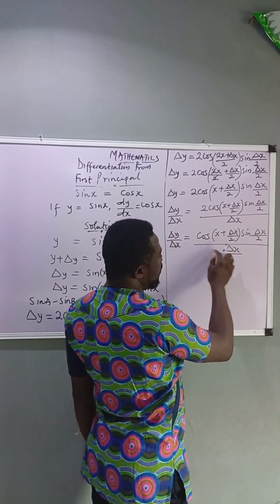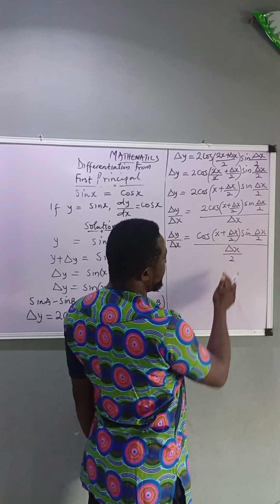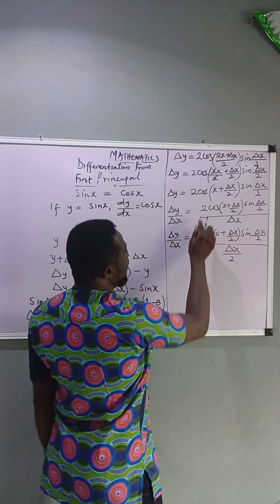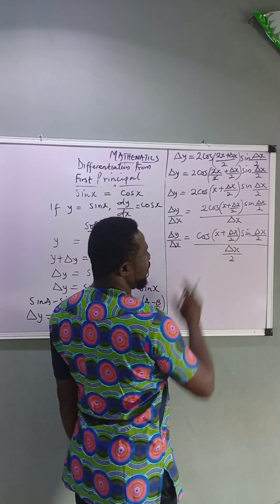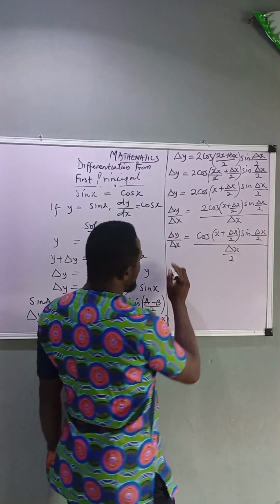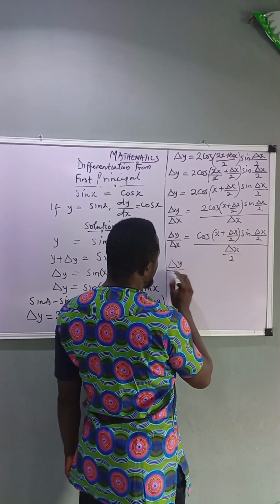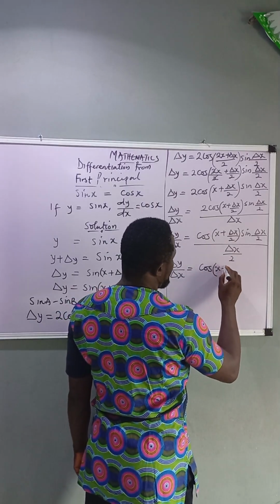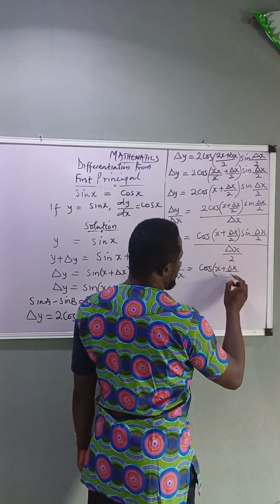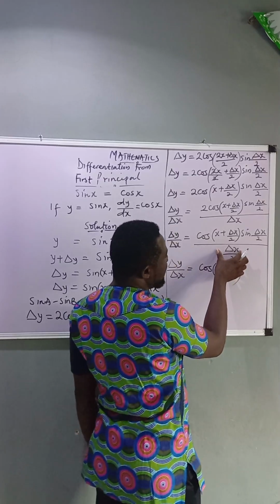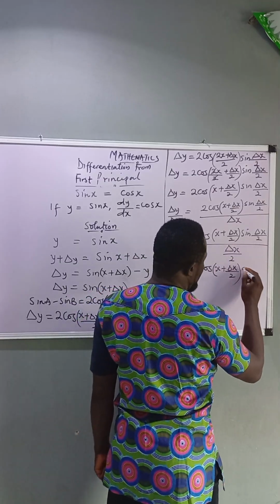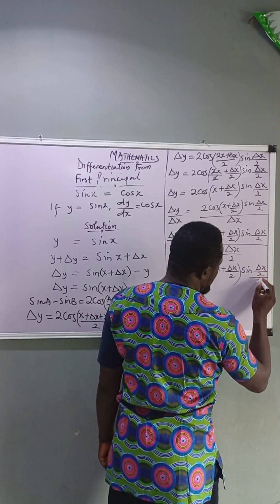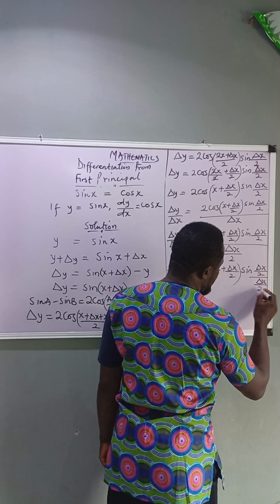If I want to change division to times, what will happen? These two will multiply the numerator. So we can bring these two down and we'll be having delta x over 2. Now I will write delta y over delta x to be equal to cos x plus delta x over 2. I will carry this delta x over 2 to this side, giving us sine delta x over 2 over delta x over 2.